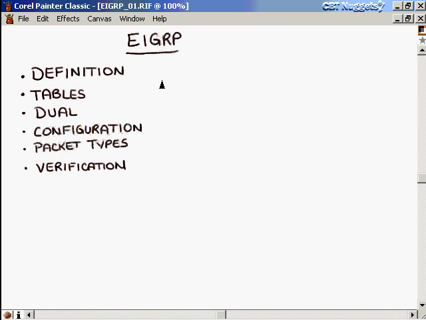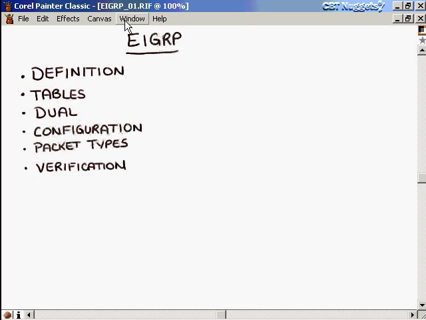In this nugget, we're going to start by defining exactly what EIGRP is. Then we'll take a look at a few of its unique components that qualify it as a balanced hybrid protocol, namely the tables associated with it and the Diffusing Update Algorithm, also known as DUAL, that's used to compute the routes. After that, we'll take a tutorial on the configuration. We'll also take a short look at the different packet types associated with EIGRP, and then finally we'll look at the show commands used to verify operation in that protocol.